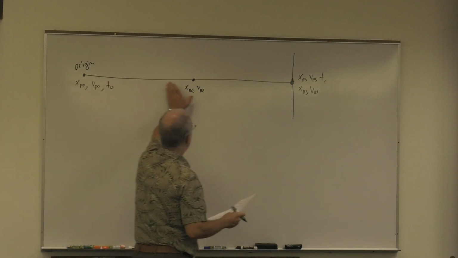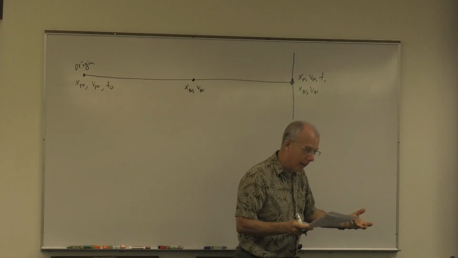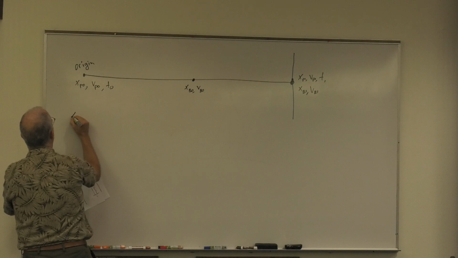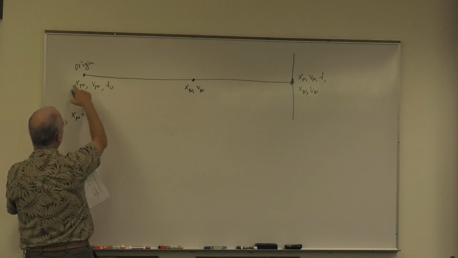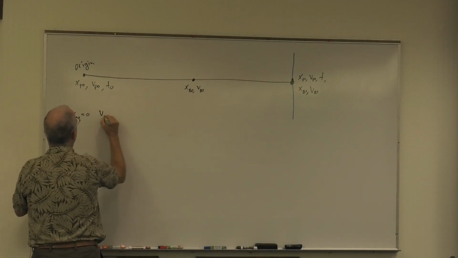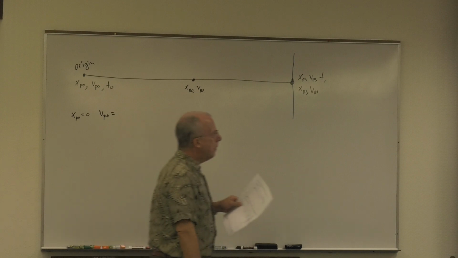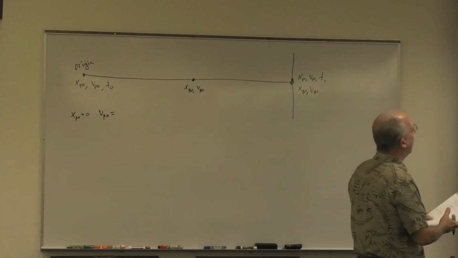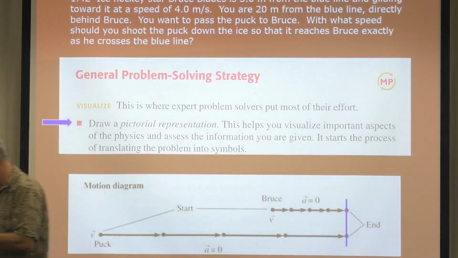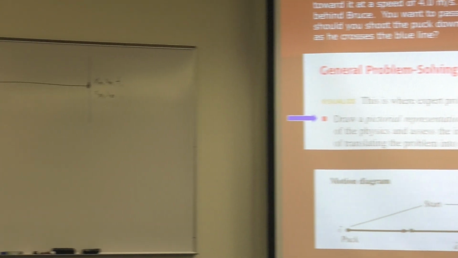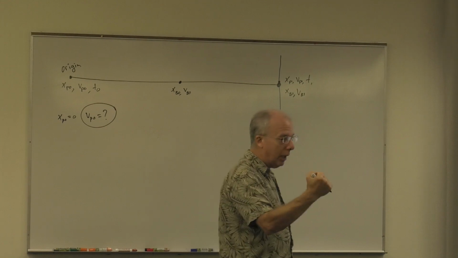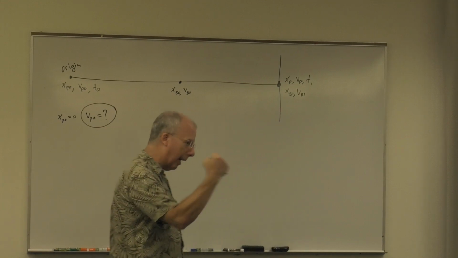Now, everything we have written here, we have to define. So let's do that. We said this was our origin, so we know that x p0 equals 0. We're just going to go through it, make sure everything's defined. Now what is v puck 0? It says, what speed should you shoot the puck down the ice so it reaches Bruce? So that's what we want, v puck 0. So I write it this way, because then when I'm doing my math, I know that's exactly what I'm looking for.